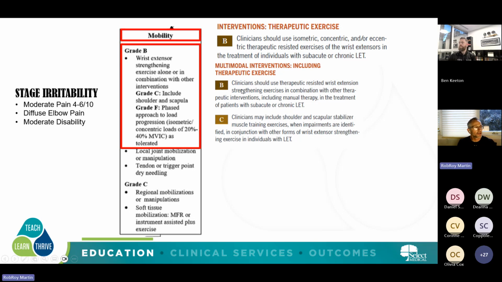The strengthening exercises should be included not in isolation, but with other therapeutic interventions. And if we're taking a look at screening the upper quarter, we'd want to include shoulder and scapular stabilizers when appropriate in the program. But typically, I think we would all identify that we would want to begin with maybe some submaximal isometrics, make sure the patient can tolerate that, again not aggravating the symptoms, and progress from there.